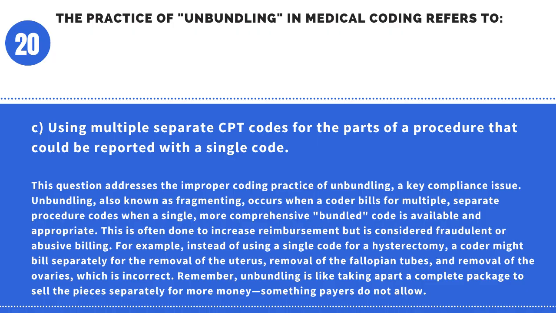For example, instead of using a single code for a hysterectomy, a coder might bill separately for the removal of the uterus, removal of the fallopian tubes, and removal of the ovaries, which is incorrect. Remember, unbundling is like taking apart a complete package to sell the pieces separately for more money, something payers do not allow.